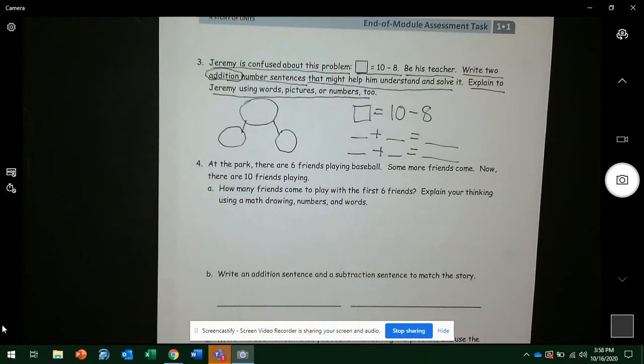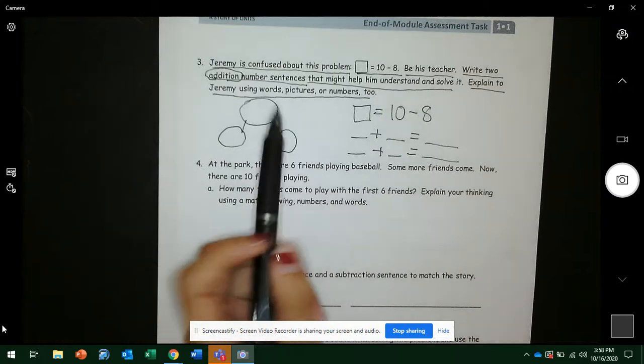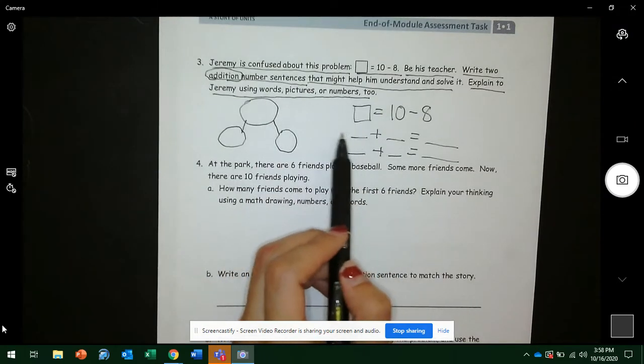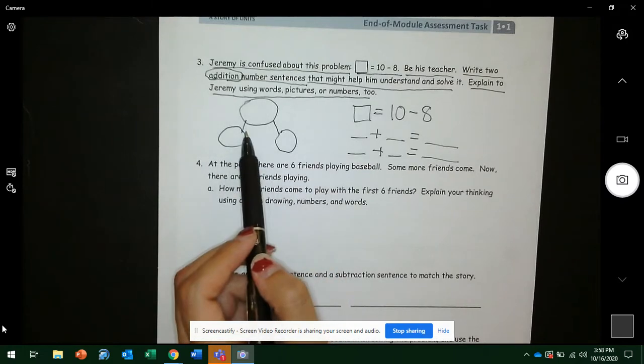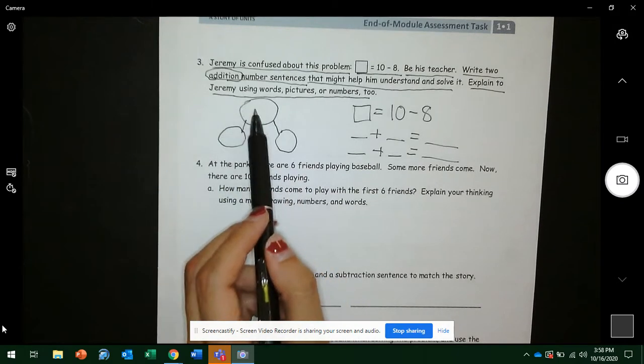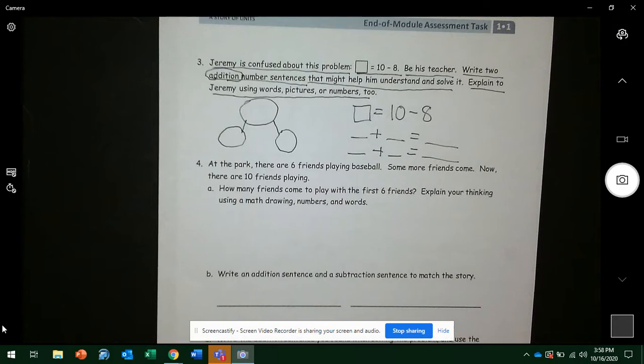So what they want to see is, solve the problem and then plug in your parts and your whole into the number bond, and with the parts and the whole, write 2 addition sentences. Go ahead and press pause to work it out and press play when you're ready to move to the next question.